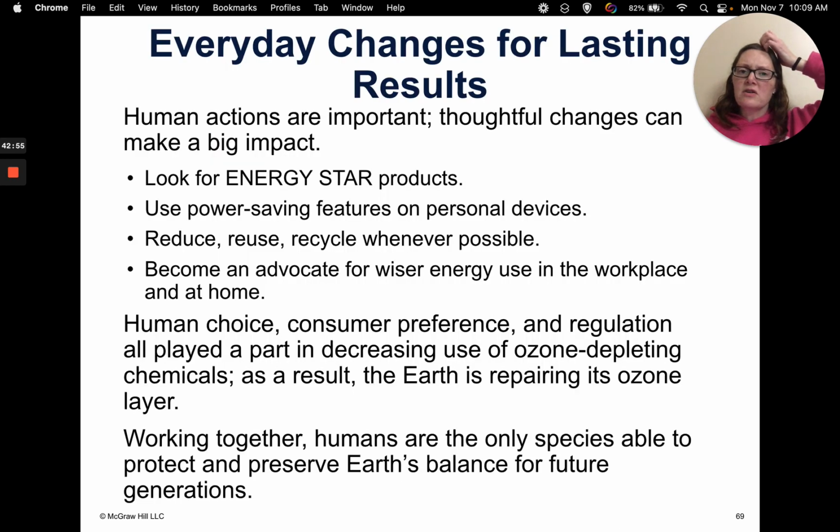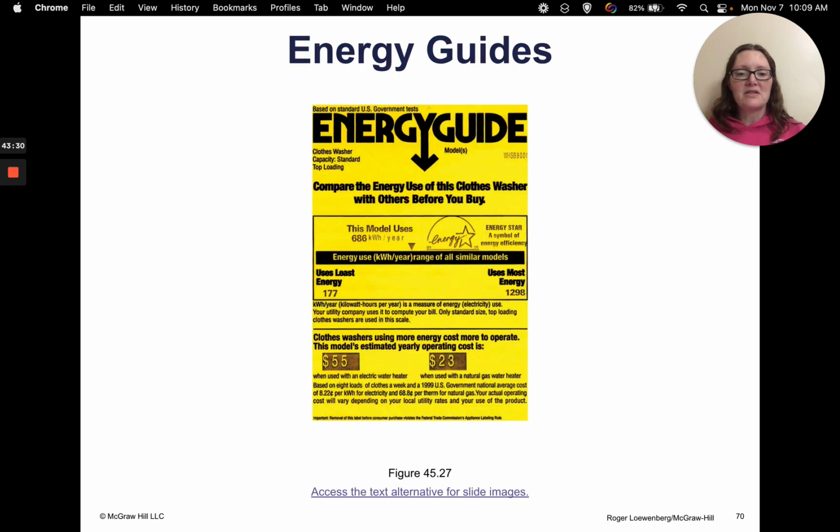So human actions are important. Thoughtful changes can make a big impact. Look for the Energy Star product, use power-saving features, reduce, reuse, recycle, become an advocate for wiser use, spread the word, be knowledgeable, make smart choices, and tell others about them. Humans can make a difference, but it's going to take a lot of us working together to make that difference. Working together, humans are the only species able to protect and preserve Earth's balance for future generations, but we have to do it together.